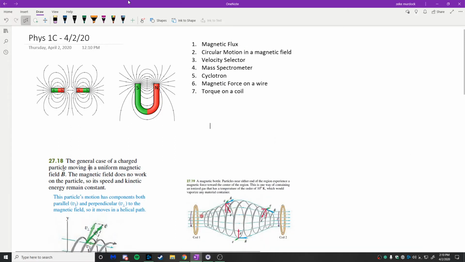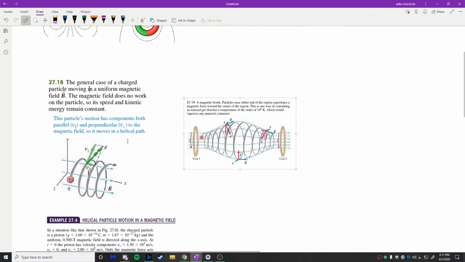Okay, this is Physics 1C for April 2nd, 2020. What we're talking about today is magnetic flux and so on and so forth. First, magnetic flux. That's the first thing we want to talk about. So in order to discuss this, I've got some pictures here. Let me move some of this stuff off to the side.